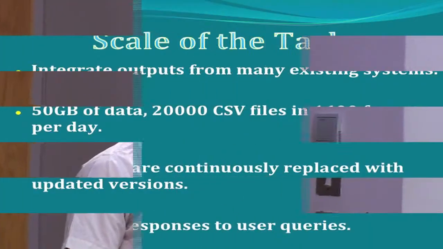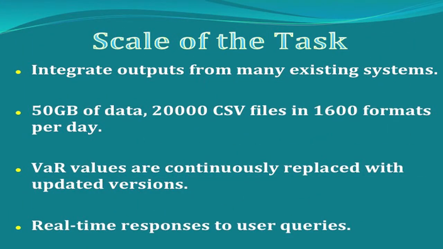We need to deal with the gaps in aggregated risk data and measures, and data is recalculated and continuously replaced with more recent values. So we miss flexibility because the import formats can change. We miss scalability because, obviously, we need to process a large amount of data: about 50 gigabytes of risk data a day, in 20,000 comma separated value files, which together are 1,600 different formats and flavors of those formats.